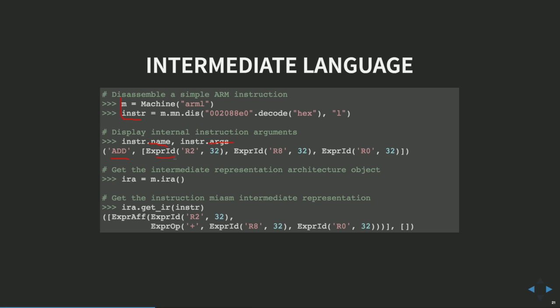Then we can get another object. It's called Intermediate Representation Architecture. That's a big name, a long name, just to say that we'll be able to get the internal representation and later on emulate. So then I can use the getIR function in order to get this kind of long representation of the instruction semantic. Again, it's using internal MySM expression. So what this add is doing is adding R0, and storing the value in R2. Okay, that's one more step towards emulation.